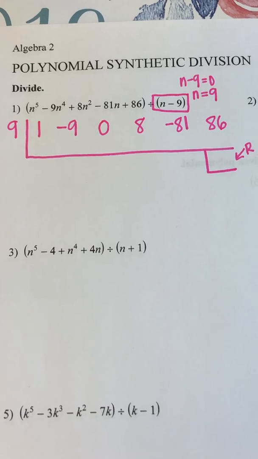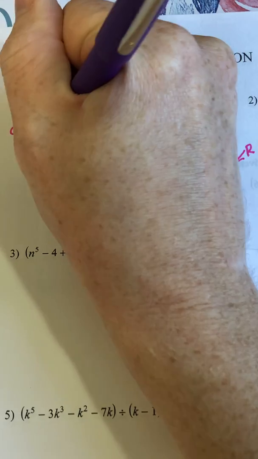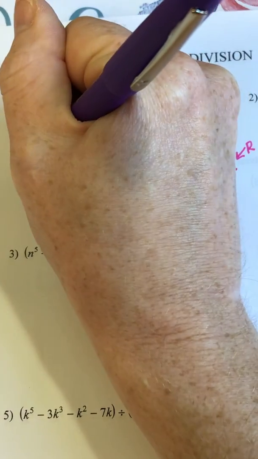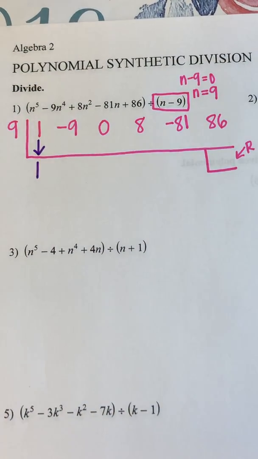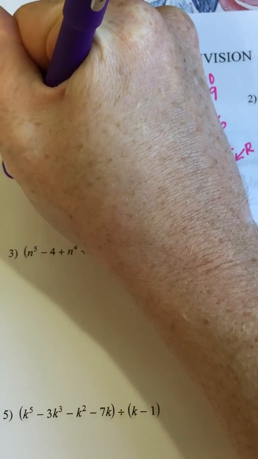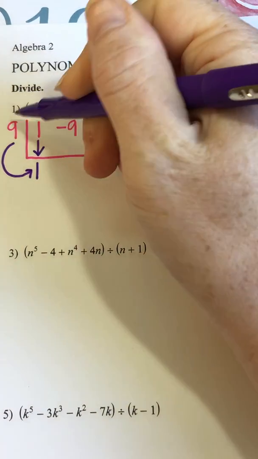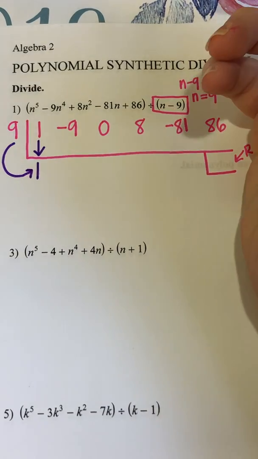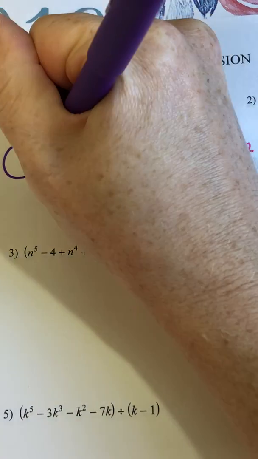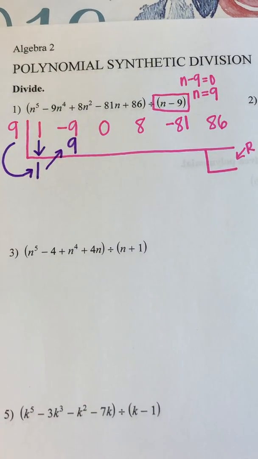Here's my process. It's very simple. No matter what, I will always drop whatever this first number is to the bottom on the outside of the division. On the outsides, we will multiply. So any number that's outside, I'm going to multiply. So 9 times 1 is what? 9. I'm going to write that number in the next place, inside.